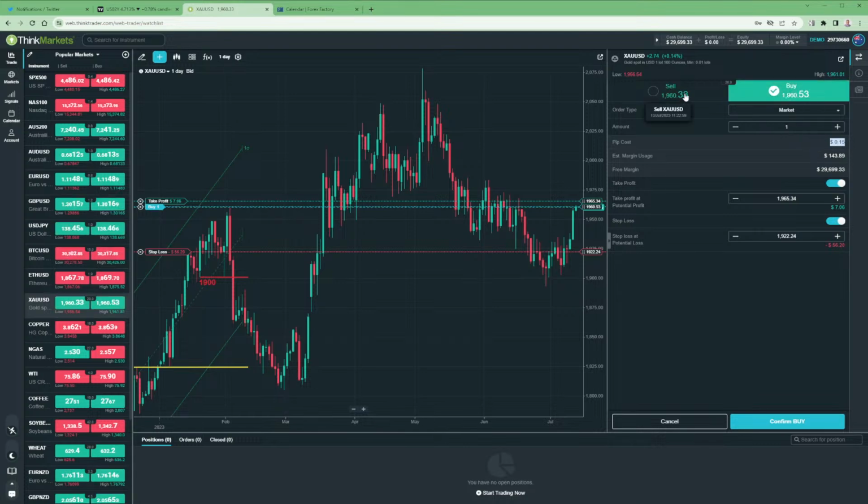What is a pip? Well, on our platform, it's always the rightmost of the big numbers. And you can see over here, the big numbers kind of change position, don't they? Depending on which security we're looking to trade. But for gold, the 4, that 3, it's a 3 now, and that 5, they are what represents a pip.